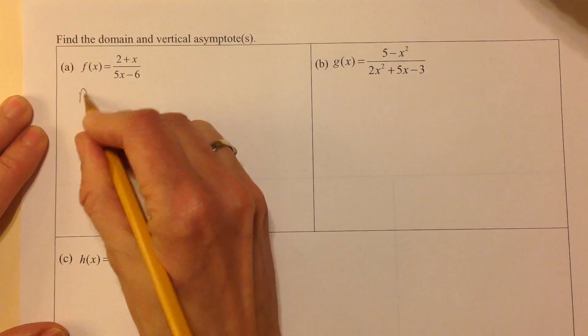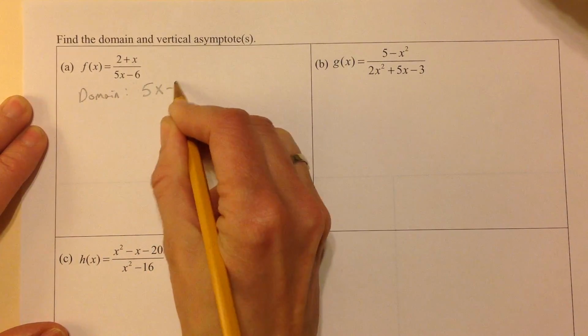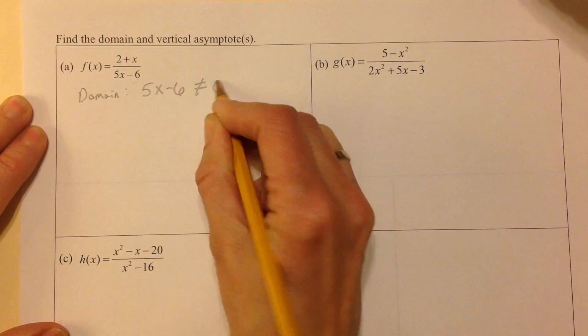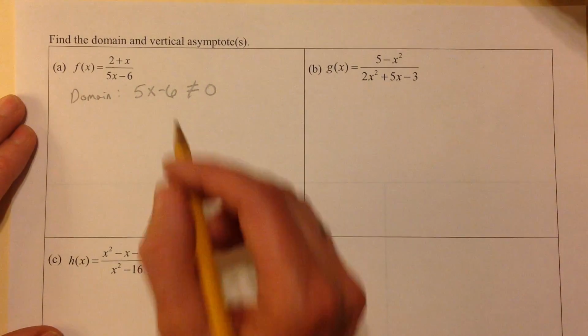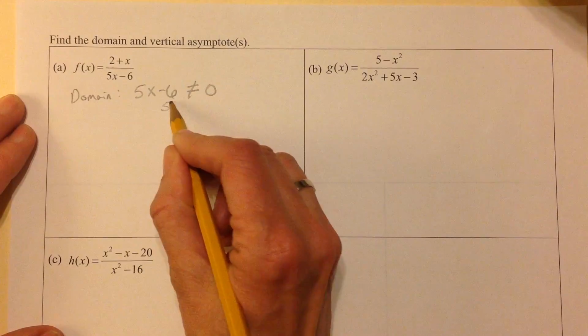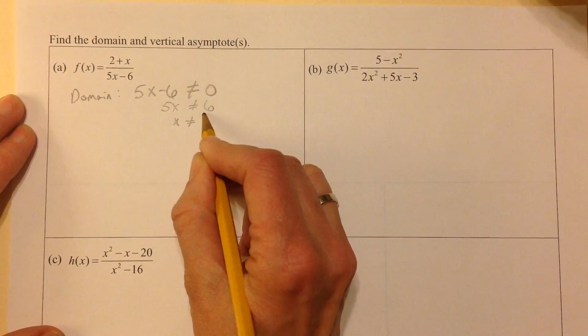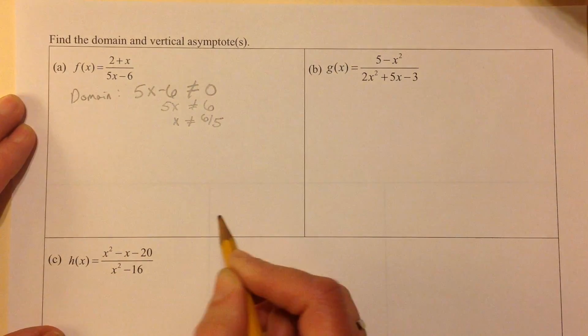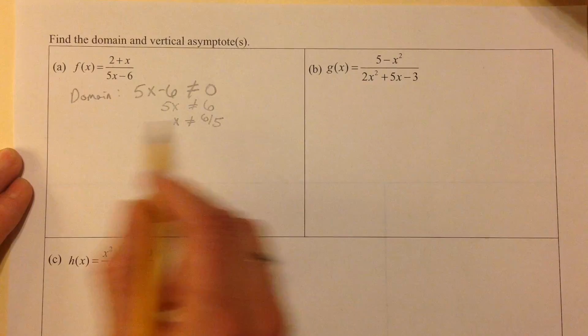So to find the domain, you take the denominator and set it not equal to 0. And that's because we can never divide by 0. Now we just solve this by adding 6 to both sides and dividing by 5. We get the domain as all numbers except for 6/5.